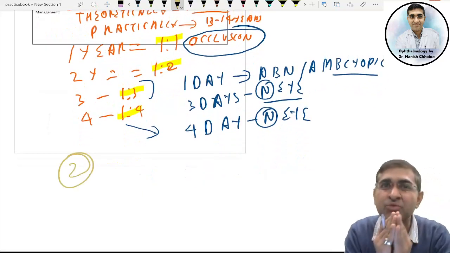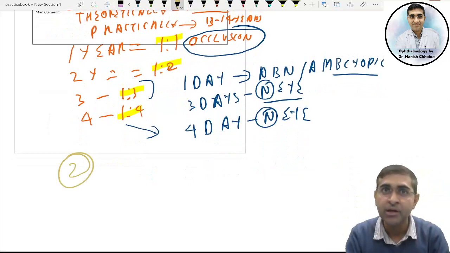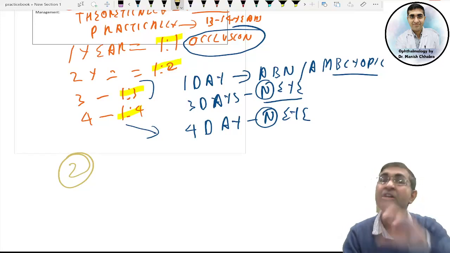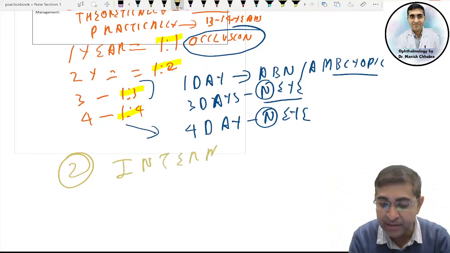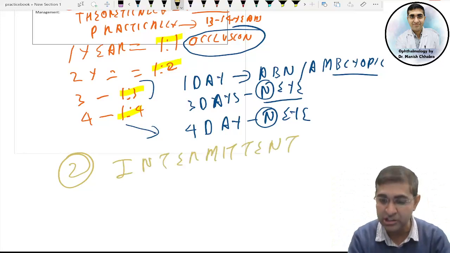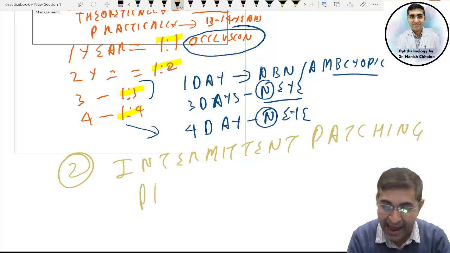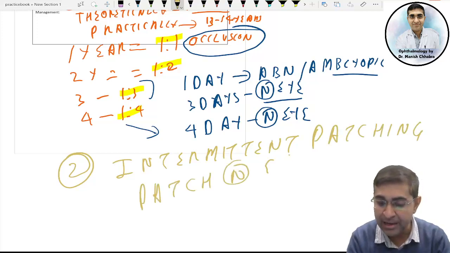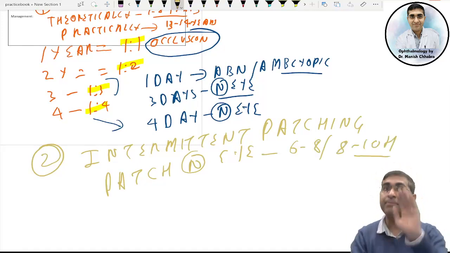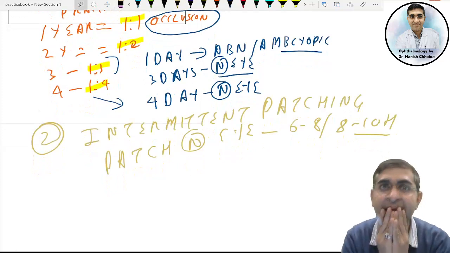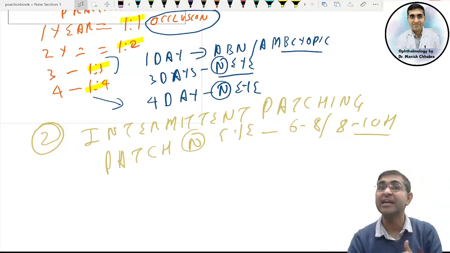The second way is, sometimes for children it becomes difficult to keep one eye patched for the entire day, and you will have to keep the other eye patched on different days for the entire day. Yes, so you can actually go for intermittent patching. Most of the doctors go for intermittent patching. Here, you patch the normal eye for 6 to 8 or 8 to 10 hours a day, depending upon the extent of amblyopia, and the rest of the time you simply remove the patch. It is really well acceptable to the child as well as to the parent.